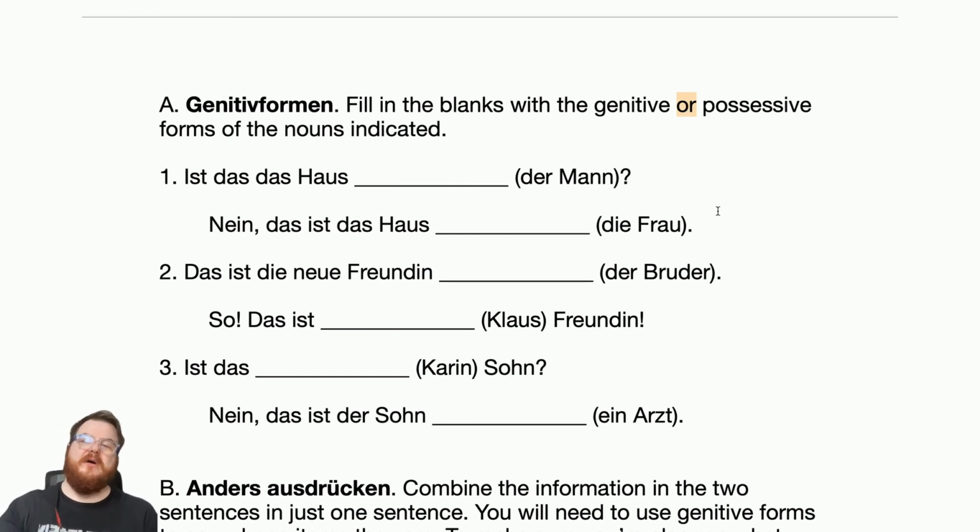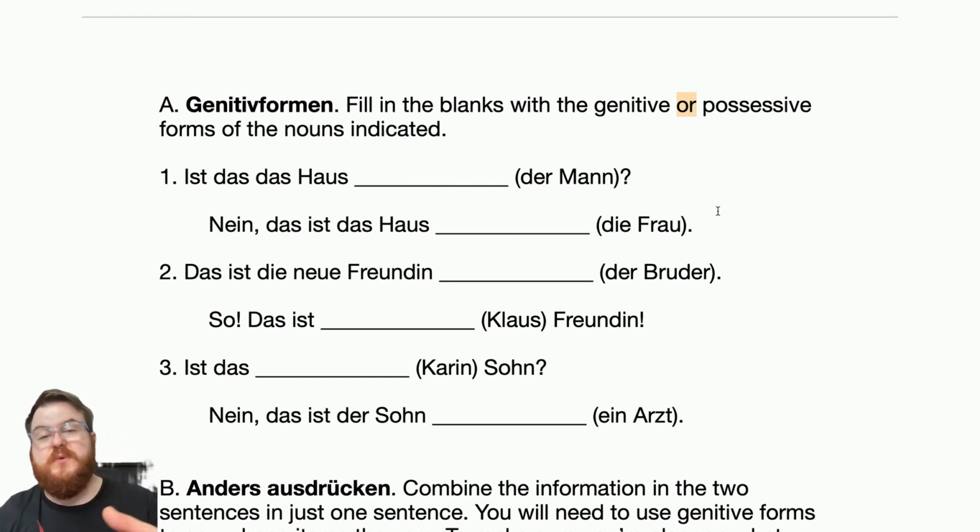Okay, so here are the sentences. There are actually 6 blanks that you have to fill in. The first one is a question, and then the second one is a response. Let's read the sentences in German first, and then I'll give you a translation of what they would be in English if they were complete.